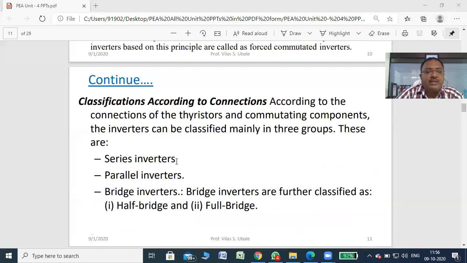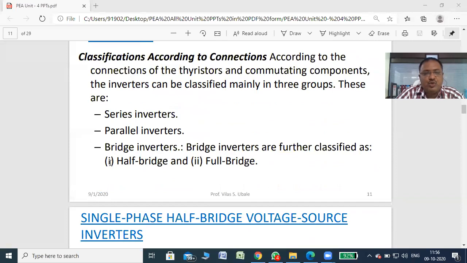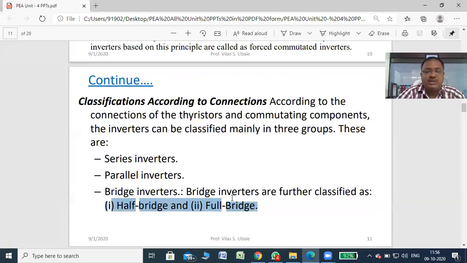Then the next types: series inverter and parallel inverter, and the third one is a bridge inverter. In our syllabus, bridge inverters are given. It is a single phase and three phase voltage source bridge inverter.